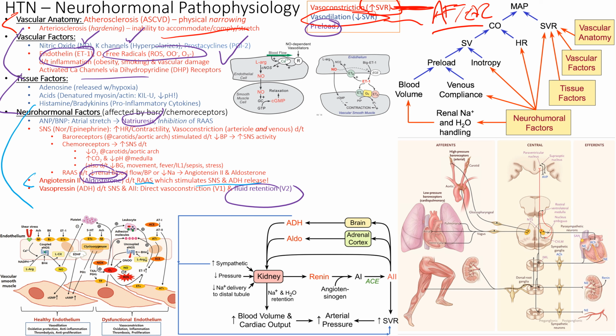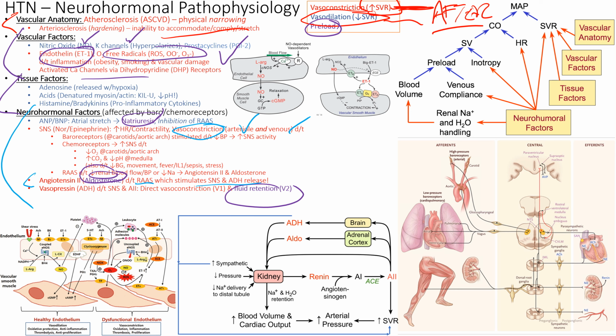And the SNS, that's a big factor here. We want to stop the SNS with our medications, but when the SNS does its thing, it's going to increase heart rate, contractility, and it's going to vasoconstrict. It vasoconstricts the arteries and the veins, and it's going to cause a dramatic increase in blood pressure, and that's what we want to avoid.